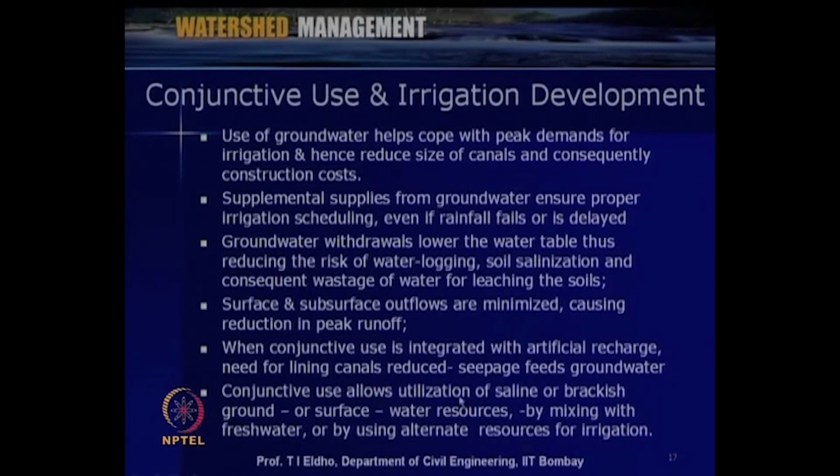Then conjunctive use allows utilization of saline or brackish ground or surface water resources, by mixing with fresh water or by alternative resources for irrigation. Sometimes if saline water or brackish water is there from groundwater or surface water, we can mix it and utilize it in an appropriate way for irrigation development.